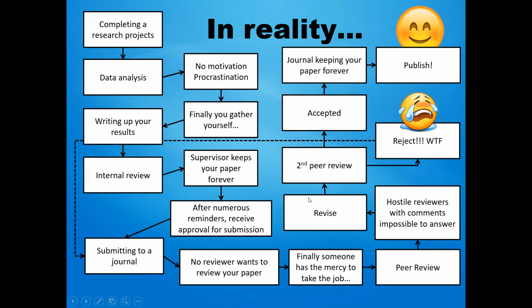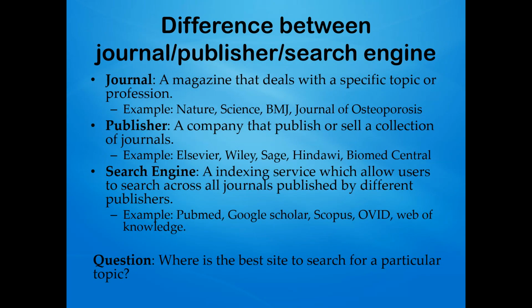Or if you're lucky enough to be accepted, sometimes the journal keeps your papers forever, especially those in print, because your manuscript needs to be queued for issues. Some journals only publish 4 issues a year, so your manuscript will have to wait to be queued into the subsequent issue to be published. So sometimes it can take up to 1 year to publish a scientific article.